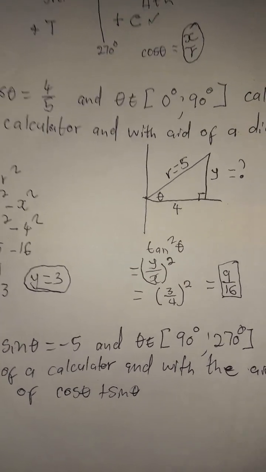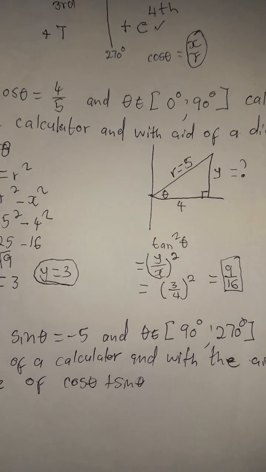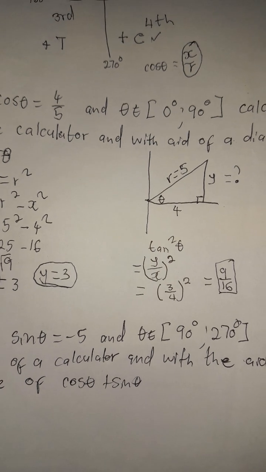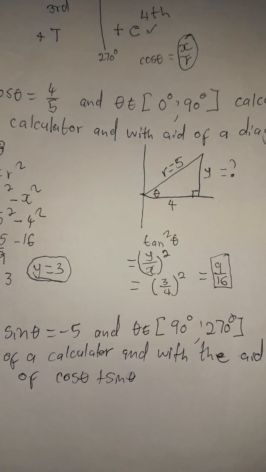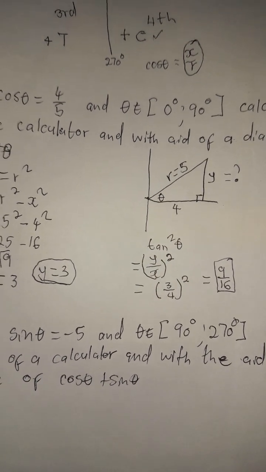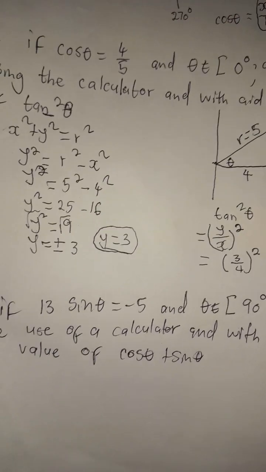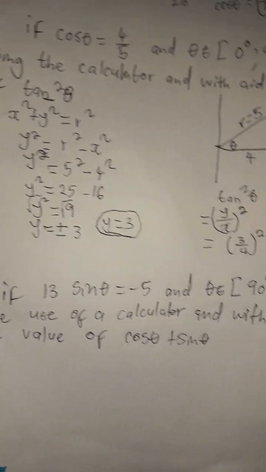So follow the steps, step by step. First thing first, check in your Cartesian plane where cos is positive and indicate ticks to show where your diagram will be. Then secondly, you work out the missing value using the theorem of Pythagoras. So we are going to the second question.